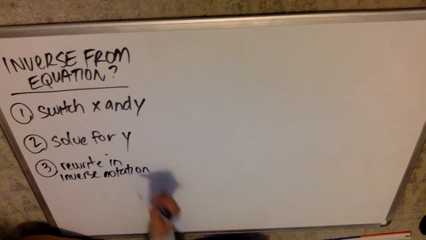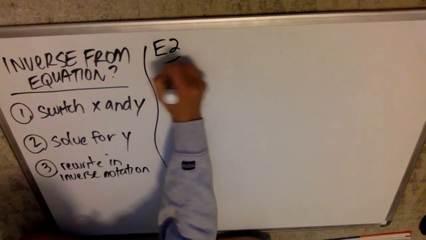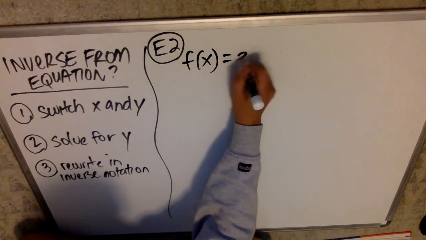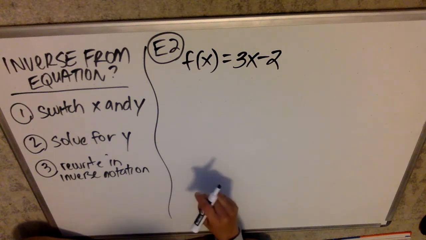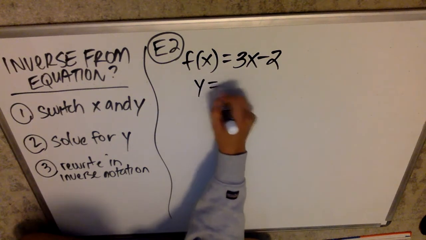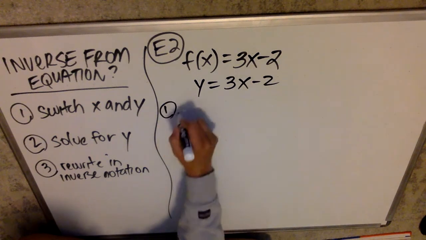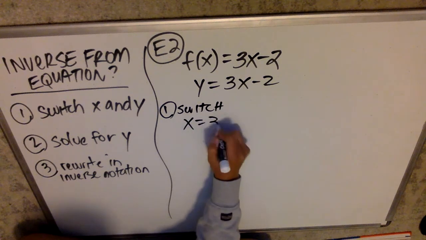All right, so let's walk through that in an example 2. In example 2, I'm going to give you f of x equals 3x minus 2. Okay, and we're going to find the inverse function. So first thing you should probably do is rewrite this with a y, right? Because f of x is the same as y. So step 1, switch the x and the y. So I'm going to switch this and make this x equals 3y minus 2.